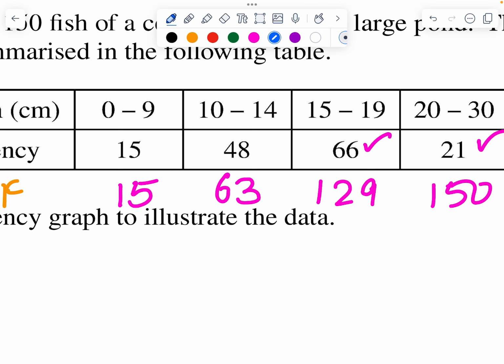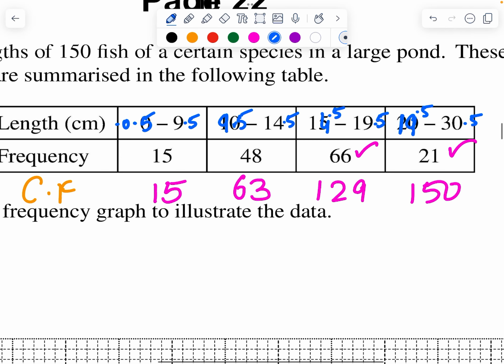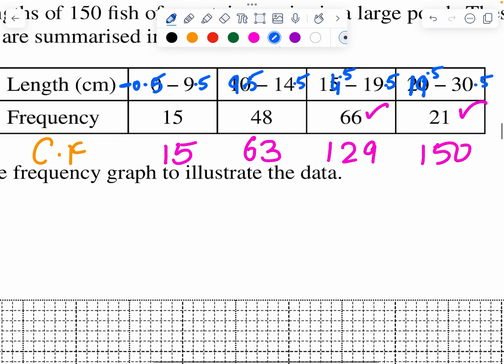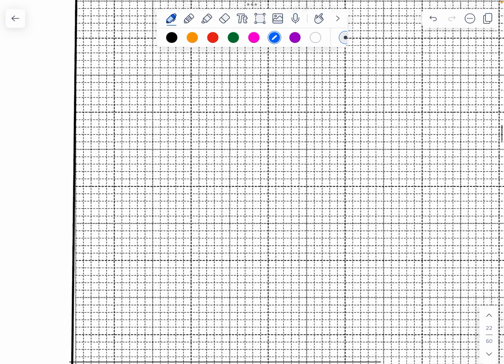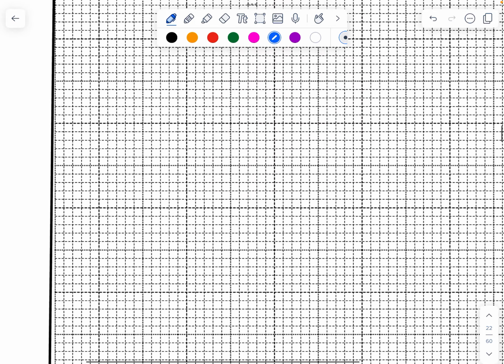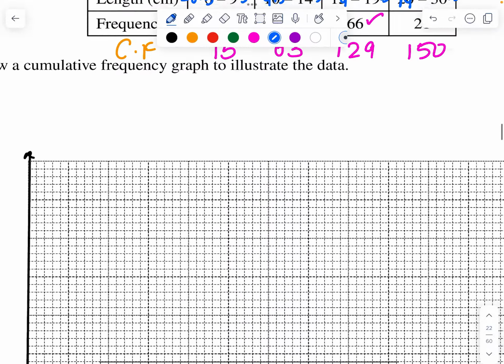So subtract 0.5, so it is negative 0.5, and add 0.5. This becomes 9.5, 14.5. This becomes 14.5, 19.5, and 19.5 and 30.5. Subtract 0.5 from the left side and add 0.5 to the right side. Now I want till 30.5, and the maximum is 150.